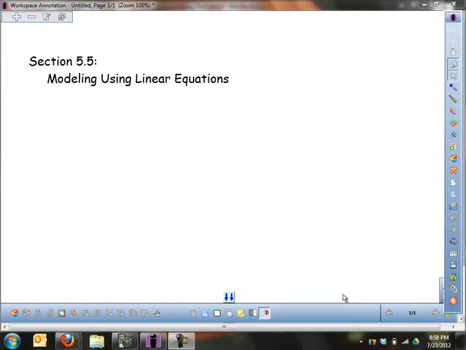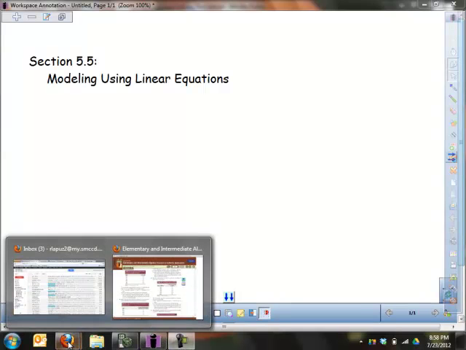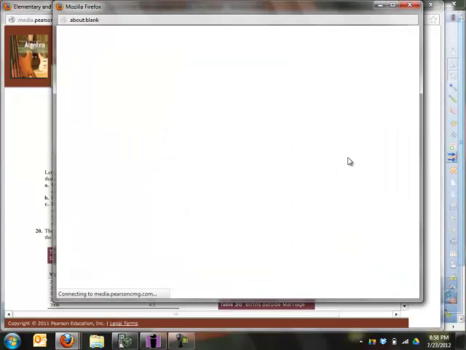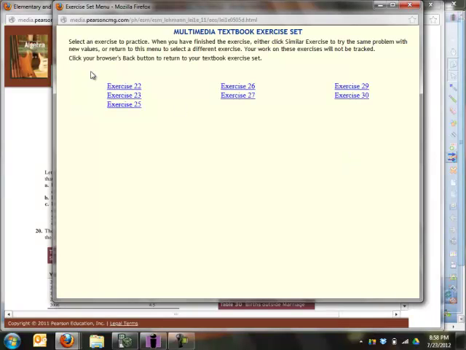Let's talk about a certain type of problems from section 5.5 in your textbook where we need to model using linear equations. An example that I want to look at is in the same section, 5.5, on page 275, number 22. Instead of doing the same exact problem, we're going to take a look at an exercise that we would typically see in our homework. So we'll take a look at exercise number 22.